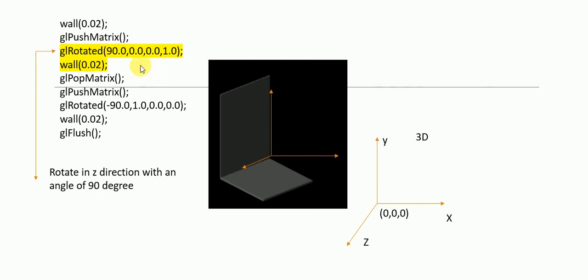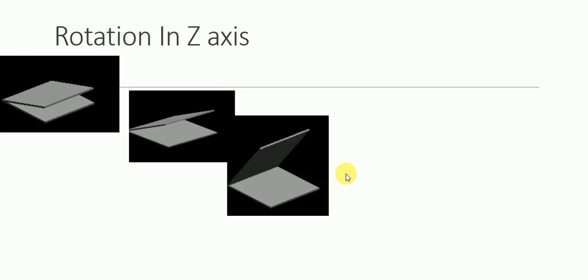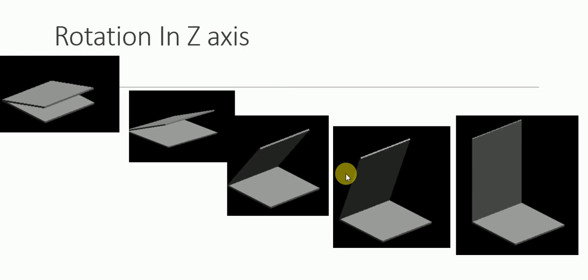Let us see this. That means we are drawing this left wall. So it is with z axis, x axis and y axis, and it is rotated with 90 degrees. Let us see how it is rotated. If it is rotated in the anti-clockwise direction, the angle theta is positive. So let us look at how it does. So this is rotated in an anti-clockwise direction. Now the wall is ready.